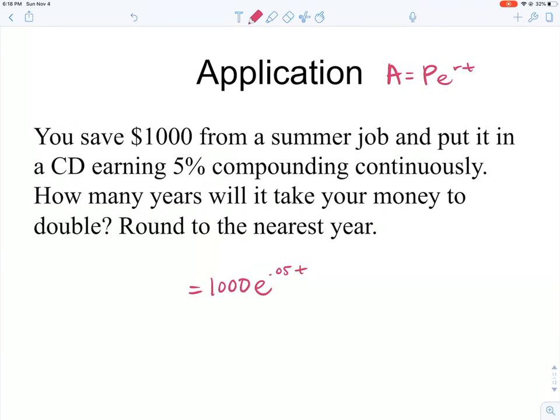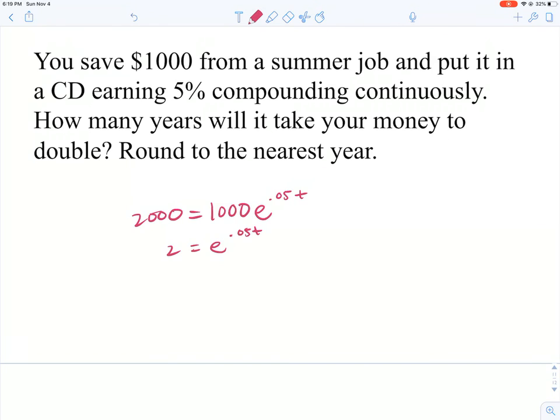We're solving for t, and we want to know how long it'll take for it to double. Well, 1,000 times 2 would be 2,000. We can divide by 1,000 on each side, though, to make this simpler. And then you can think about taking the natural log of each side of the equation, or just rewriting in its equivalent logarithmic form, which would be ln of 2 is equal to 0.05t. Dividing by 0.05 on each side of the equation, you'll get ln of 2 over 0.05. So that's the exact value of t.